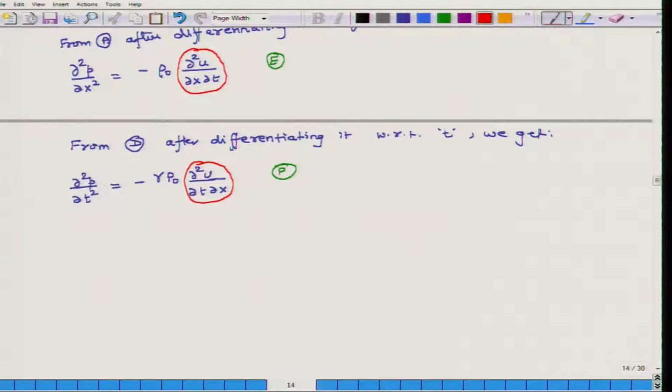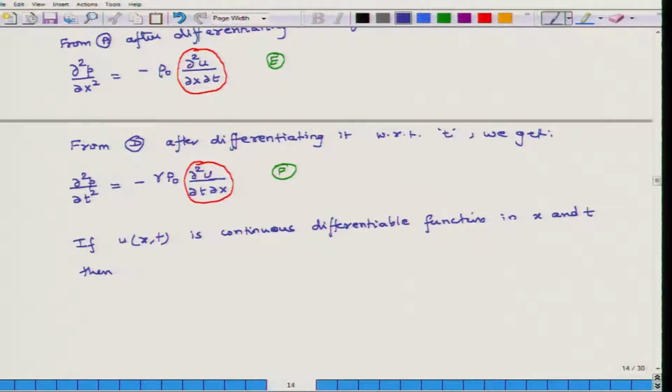And if u, which depends on x and t, is a continuous and differentiable function in x and t, then, if that condition is true, so if it is continuous in x and t at least for the first order, then del 2 u over del x del t equals del 2 u over del t del x. I can actually equate those.